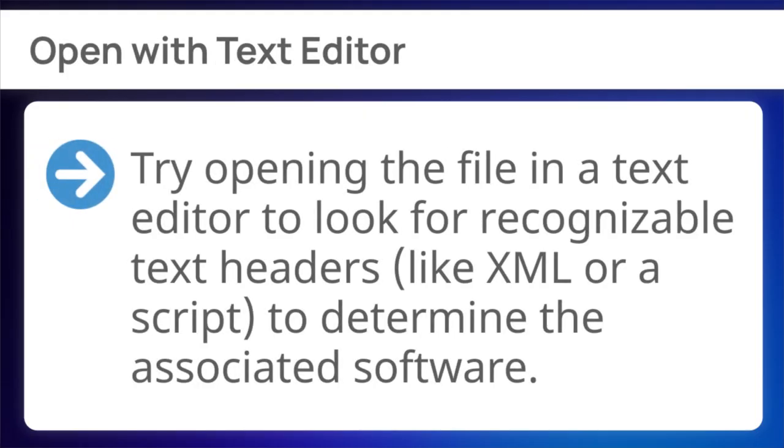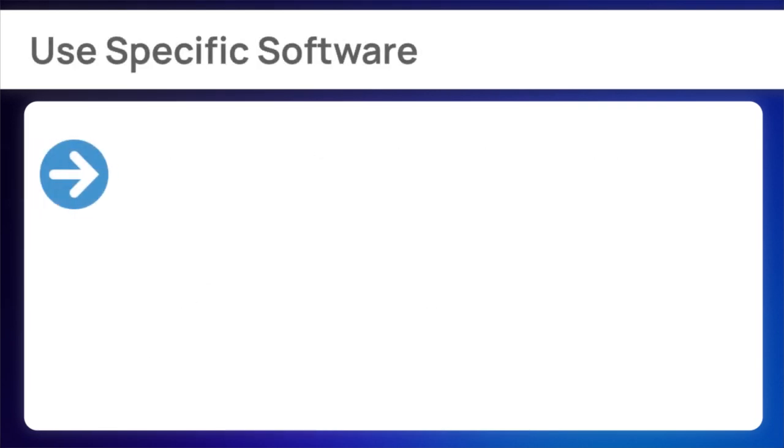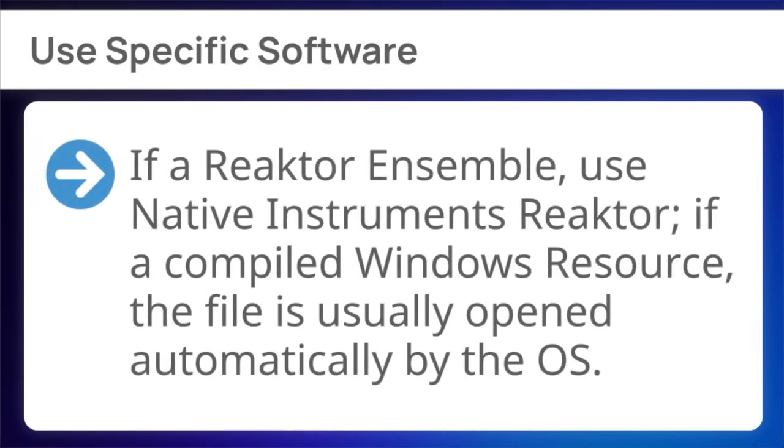Try opening the file in a text editor to look for recognizable text headers, like XML or a script, to determine the associated software. Finally, use specific software. If a Reactor ensemble, use Native Instruments Reactor. If a compiled Windows resource, the file is usually opened automatically by the OS.